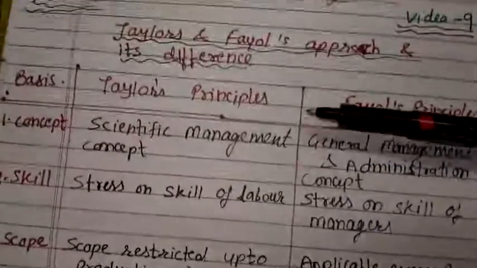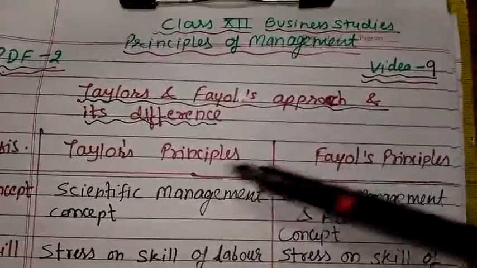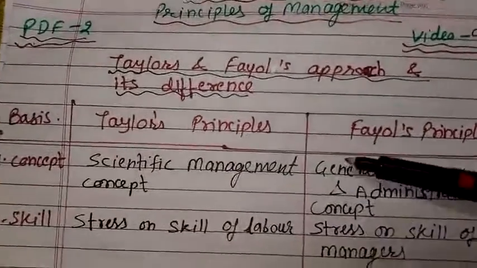So these five are the differences between Taylor's approach and Fayol's approach, Taylor's principles and Fayol's principles.